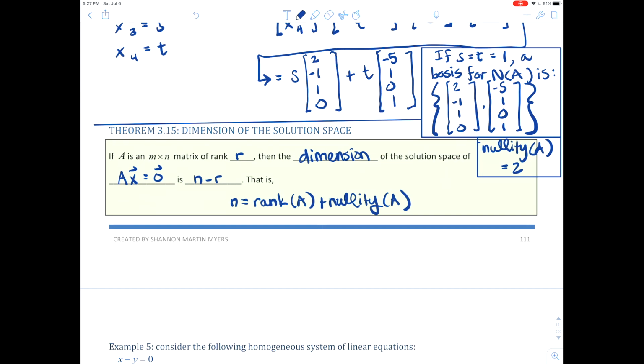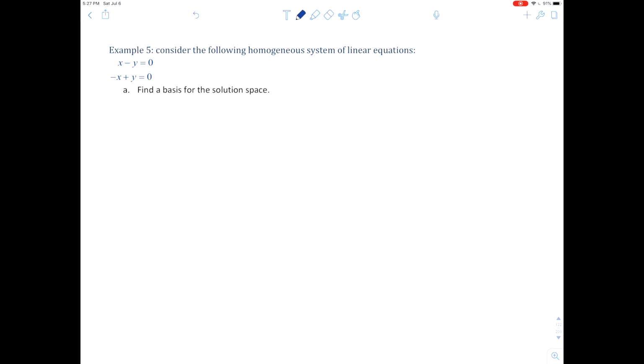Consider the following homogeneous system of linear equations. Well, x minus y equals 0 and negative x plus y equals 0. That's definitely homogeneous. So find a basis for the solution space. Well, A equals 1, negative 1, negative 1, 1. X has to be what? 2 by 1, right? So we'll just name it x and y, like the variables it already has in there.